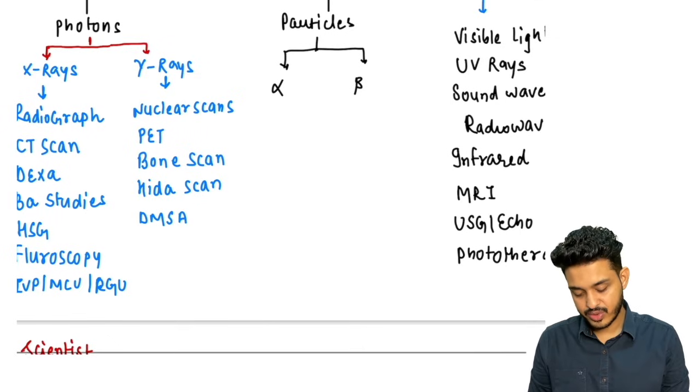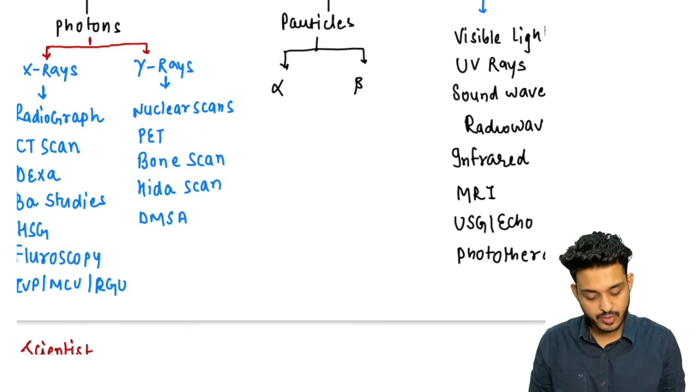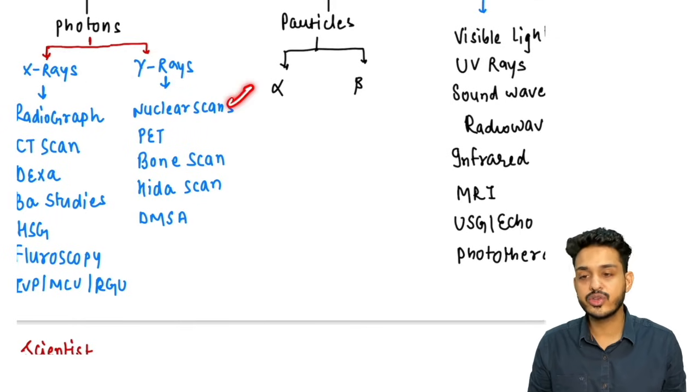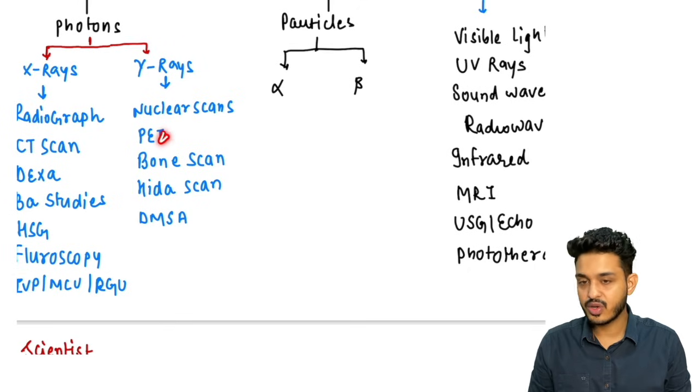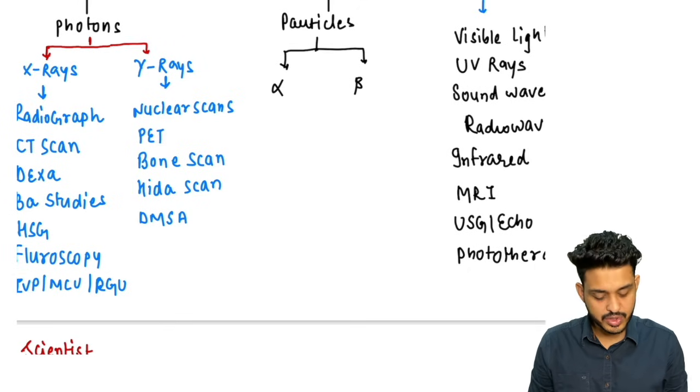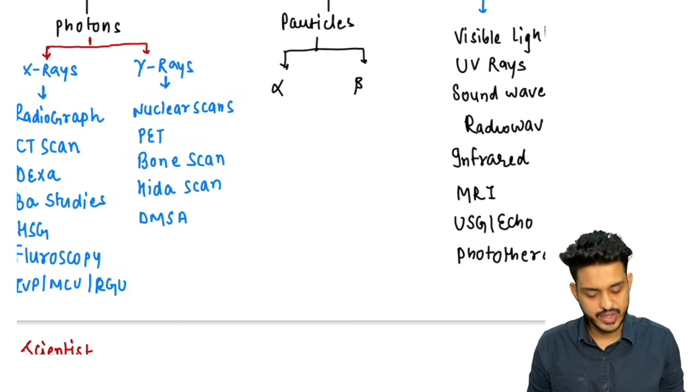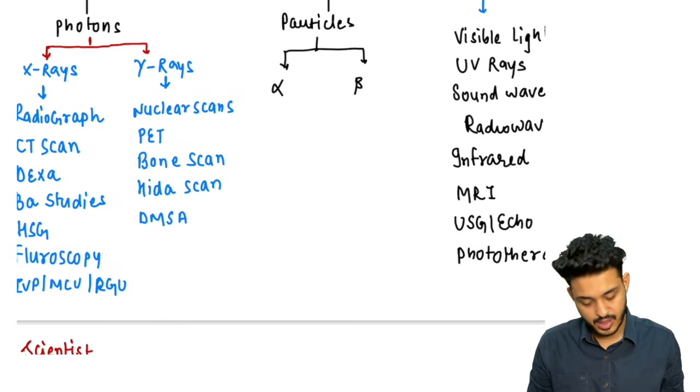So all these things utilize X-rays. Whereas what about gamma rays? Gamma rays are used in nuclear scans. We have the PET scan, positron emission tomography, PET CT. We are also doing bone scans, HIDA scans, and DMSA.